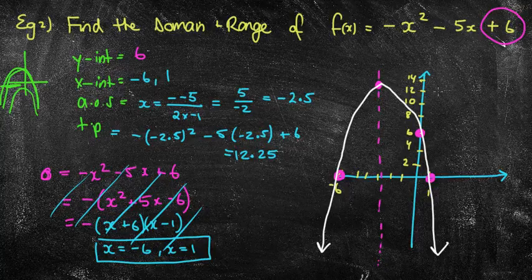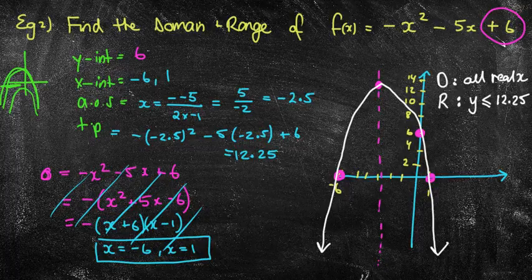Now for my domain and range, well, like all parabolas we've seen so far, we have all real x for my domain. For my range, however, y must be less than or equal to 12.25.